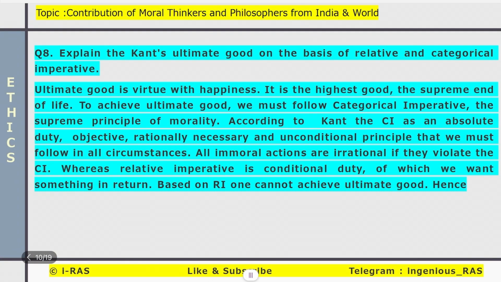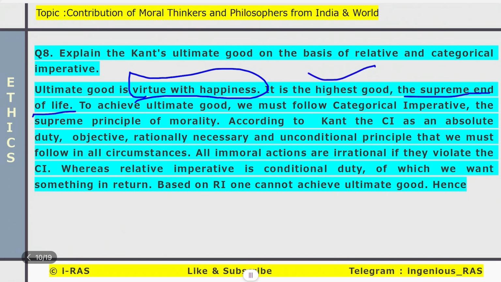Explain Kant's ultimate good on the basis of relative and categorical imperative. Ultimate good is virtue with happiness. Kant used to say that the ultimate good is when virtue and happiness come together. It is the highest good, the supreme end of life. To achieve the ultimate good, we must follow the categorical imperative, the supreme principle of morality.